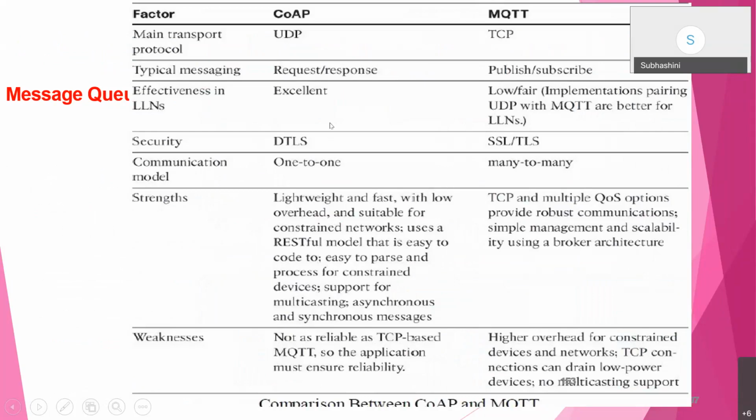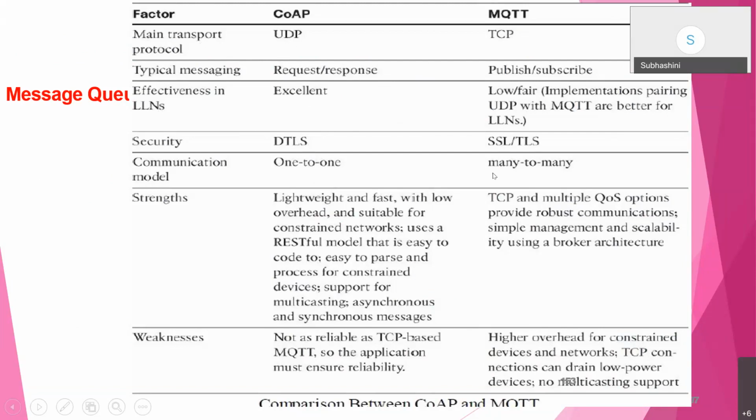Very important question, students: the differences in terms of a chart. If you remember this chart, that's enough. Please observe. Transfer protocol: CoAP uses UDP, MQTT uses TCP. CoAP uses request-response, whereas MQTT uses publish-subscribe. In terms of effectiveness, here it is excellent, and here it is low or fair. Security: CoAP is insecure, so DTLS is used, and for MQTT we use SSL or TLS.